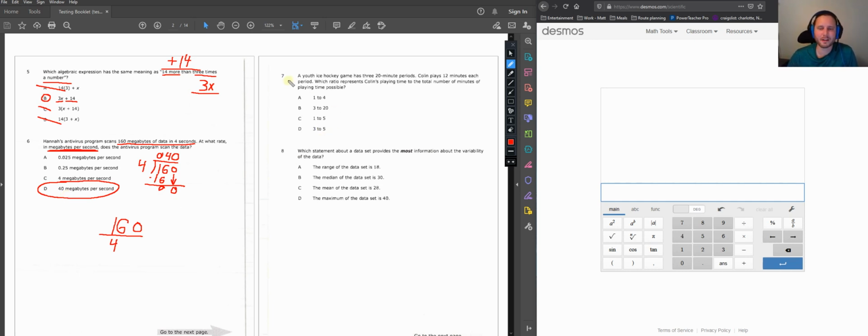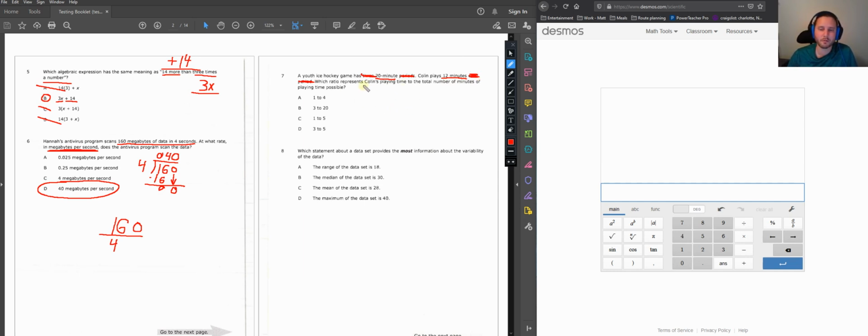For number 7, they tried to trick you. See, the first sentence says there are 3 20-minute periods. And then the second sentence says that Colin plays 12 minutes each period. So if it's 12 minutes for every 20-minute period, it doesn't matter that there were 3 periods. That was extra information we did not need.